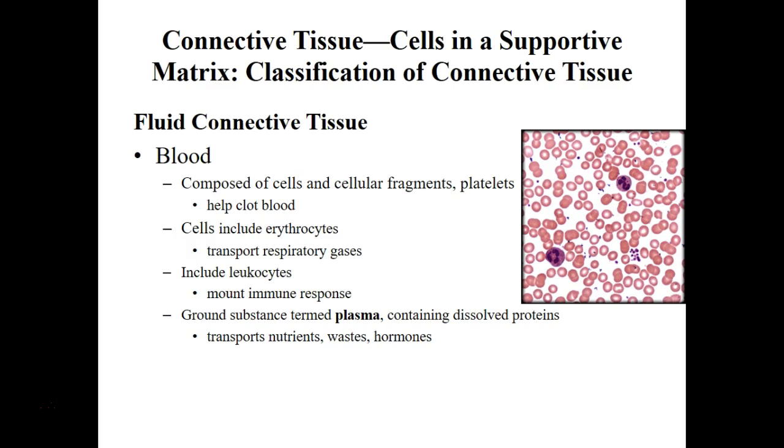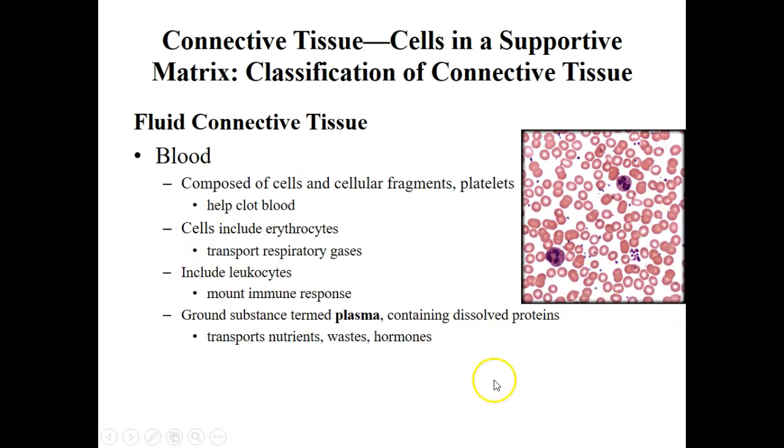Blood is composed of blood cells, and you can see them here. There are all different types of blood cells: white blood cells, tiny little platelets, those little flecks, and then there are hundreds and hundreds of red blood cells. The ground substance is called plasma, and it is fluid. It has dissolved proteins in it.